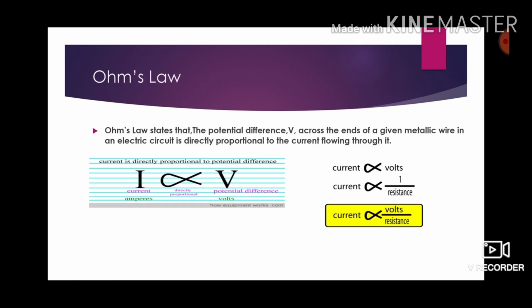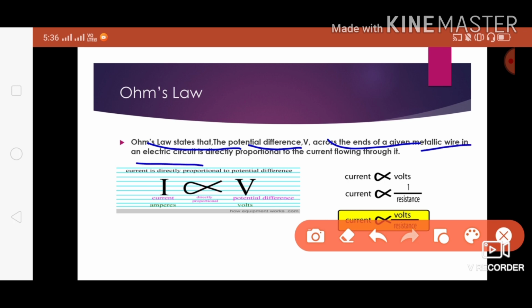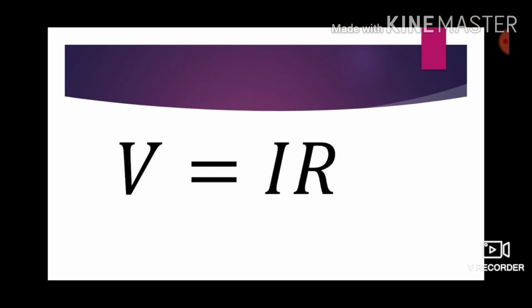So next, one more subtopic we are going to start. It's very, very important: Ohm's law. Let us state what exactly Ohm's law is. Ohm's law states that the potential difference V across the ends of a given metallic wire in an electric circuit is directly proportional to the current flowing through it, right? So current is directly proportional to voltage, or voltage is directly proportional to current, when resistance is kept constant and the other parameters are constant. So you can see here V equals IR.